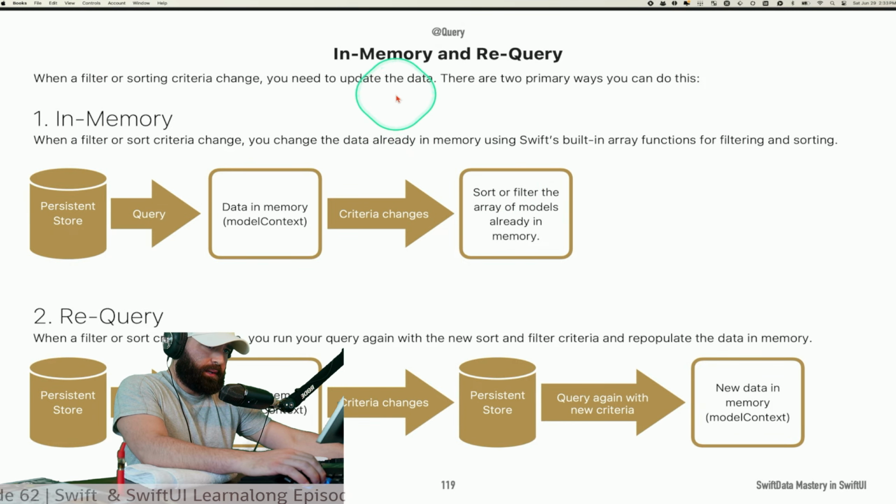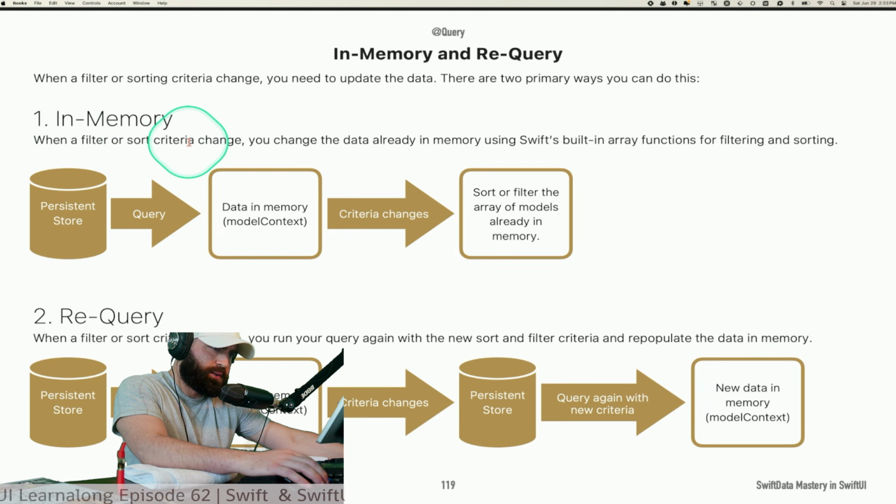In-memory and requery. When a filter or sorting criteria change, you need to update the data. There are two primary ways to do this. One is in memory. When a filter or sort criteria change, you can change the data in memory using Swift's built-in array functions for filtering and sorting.